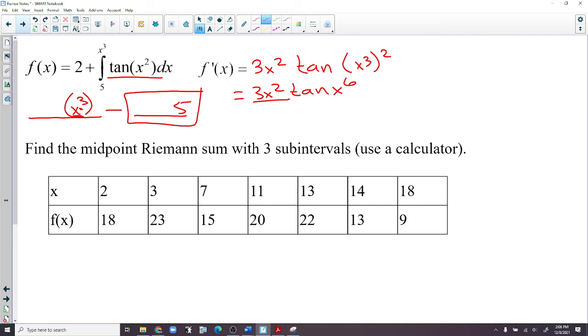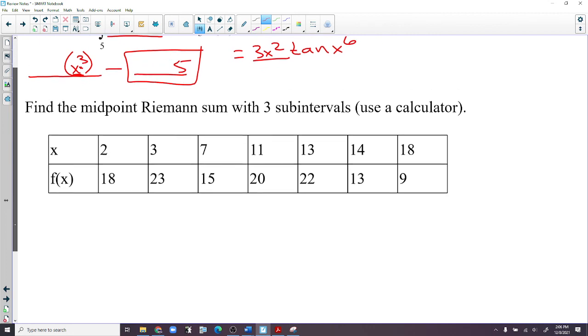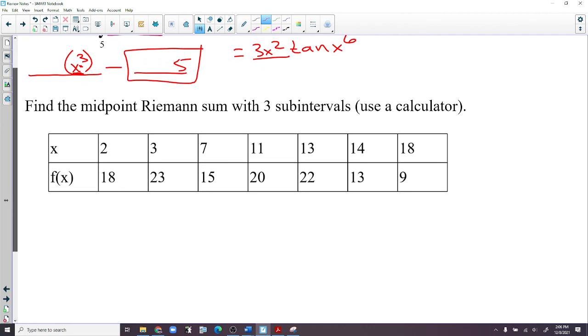I stand corrected. This problem, we're not taking the derivative of anything. Find the midpoint Riemann sum with 3 subintervals. Use a calculator. This is kind of the foundation of derivative, though. So there's 1 subinterval, 2 subintervals, 3 subintervals right there. Now we're using the midpoint to find the height of the rectangles. So from 2 to 7, we have a base of 5, but we're using the 3 to get the height. So times 23. It's a midpoint Riemann sum.